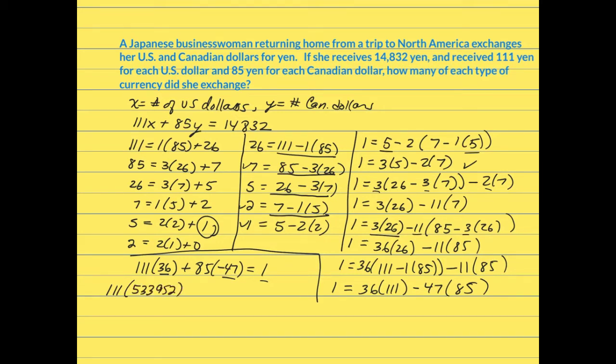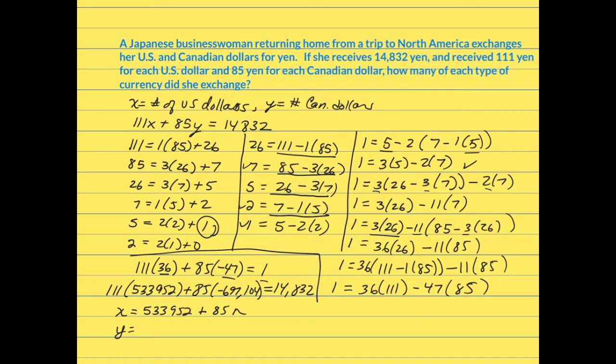When we do that, we get 111 times 533,952 plus 85 times negative 697,104, and that equals 14,832. So our general solutions are of the form x equals x naught, which is our 533,952, plus b, which is 85, over d, the greatest common divisor, which is 1. So that just becomes 85 times n.